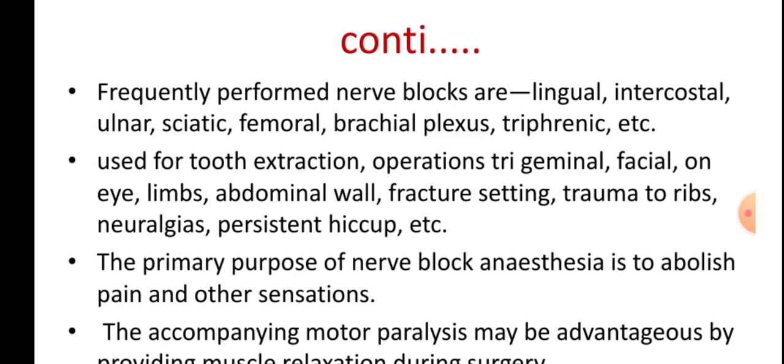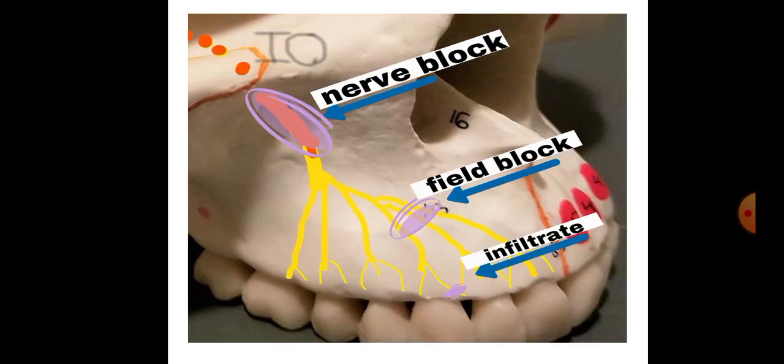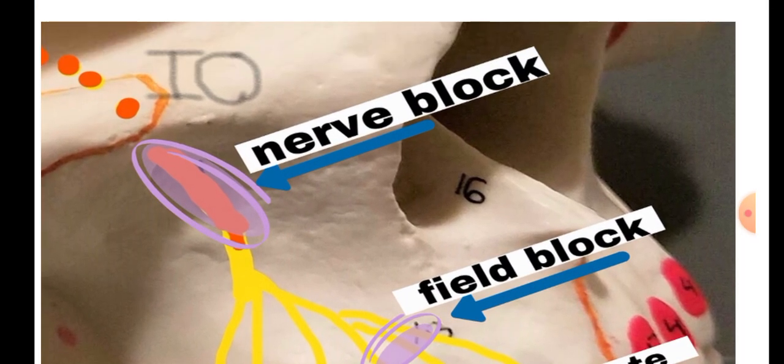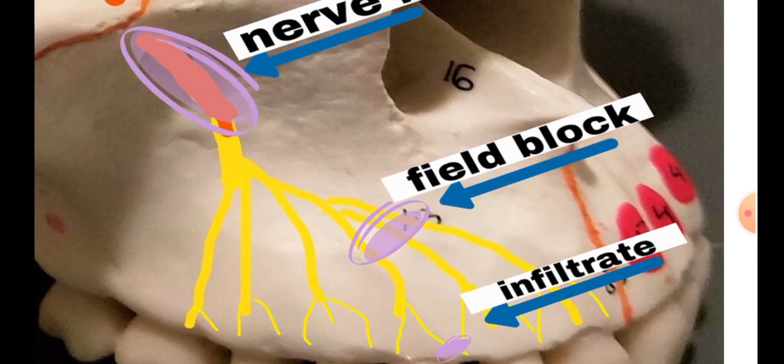For neuralgias, normally if I have hypersensitivity of the trigeminal nerve, or sometimes the facial nerves, those can also be blocked based on the condition. So here I clearly see this is the infiltration anesthesia, where some part of the nerves are blocked.